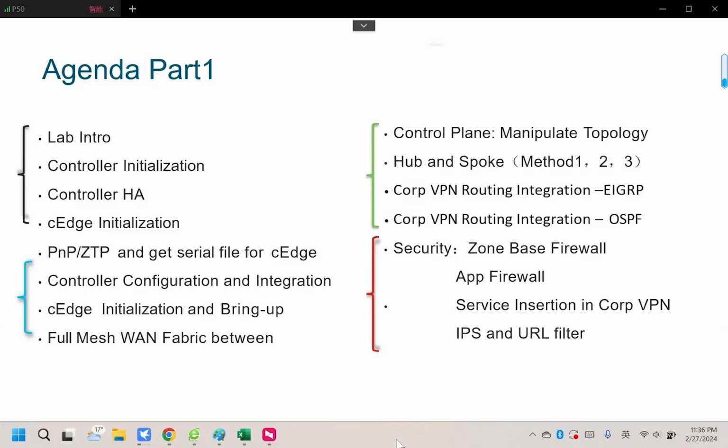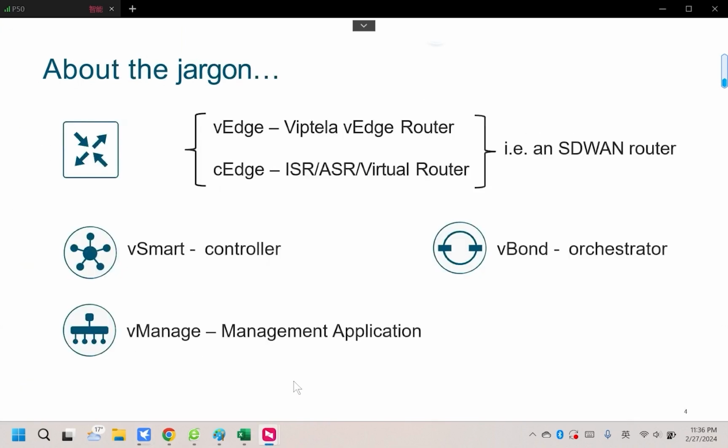In this section, we introduce the initialization of controllers. First, we will introduce the basic terminology of SD-WAN. In the second part, we will discuss how controllers authenticate and integrate with each other through certificates and a whitelist mechanism. First, let's look at the terminology of SD-WAN.